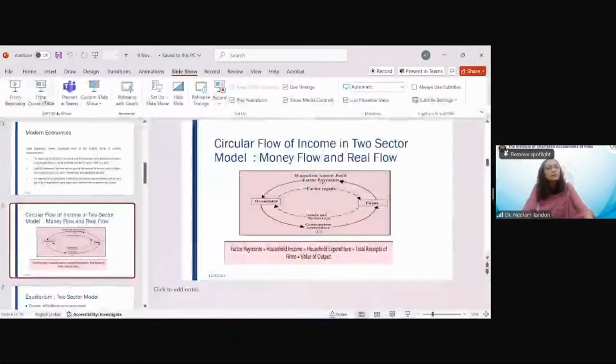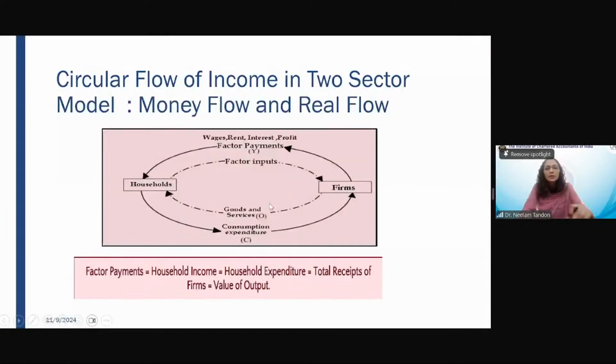The factors which produce goods and services will receive factor income. So this is about factor payments. What do they get? Factor payments. These factor inputs get factor payments. Who pays factor payments? Firms pay. So factor payment is paid by firms to the households. Firms produce goods and services. It goes to households. Households buy these goods and services. They pay to the corporate by the outer circle.